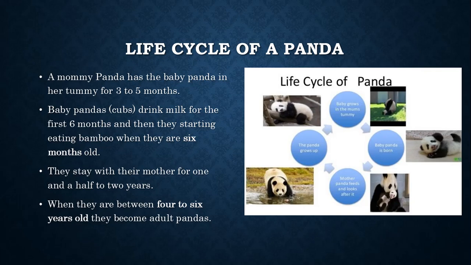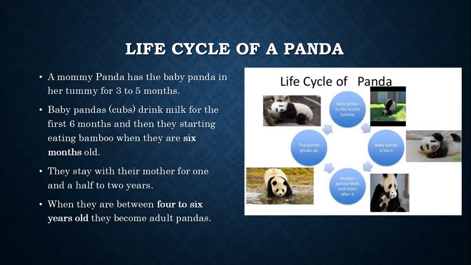And when they're born, baby pandas drink milk for the first 6 months of their life. And then when they're 6 months old, they say, I'm done with milk and I want to eat bamboo, because bamboo is delicious for panda bears. So then they go and they eat bamboo.